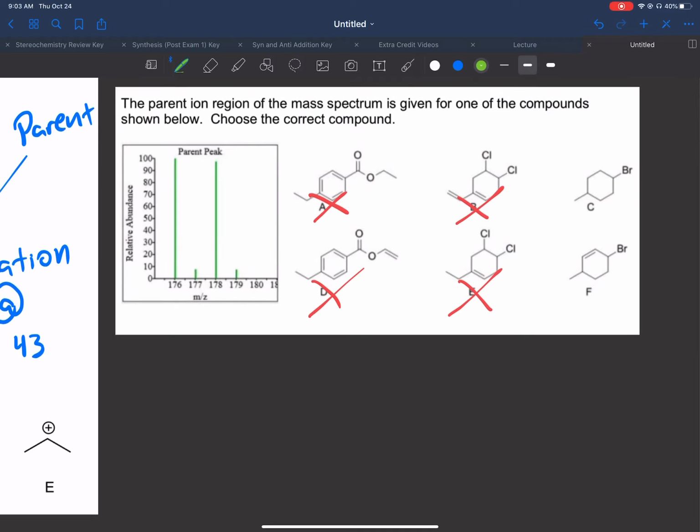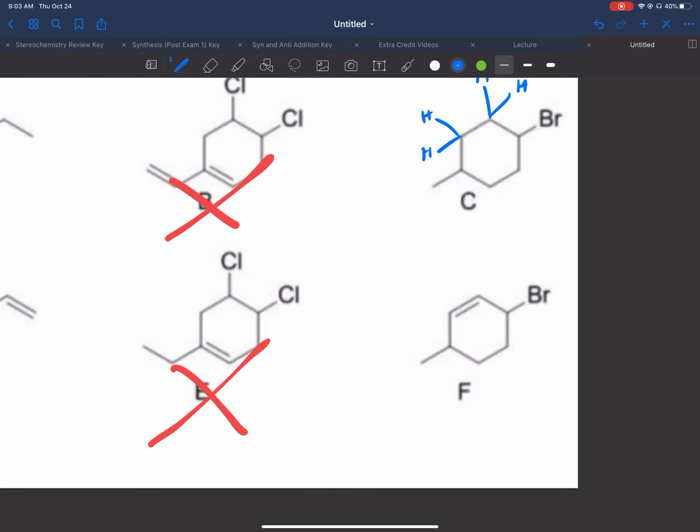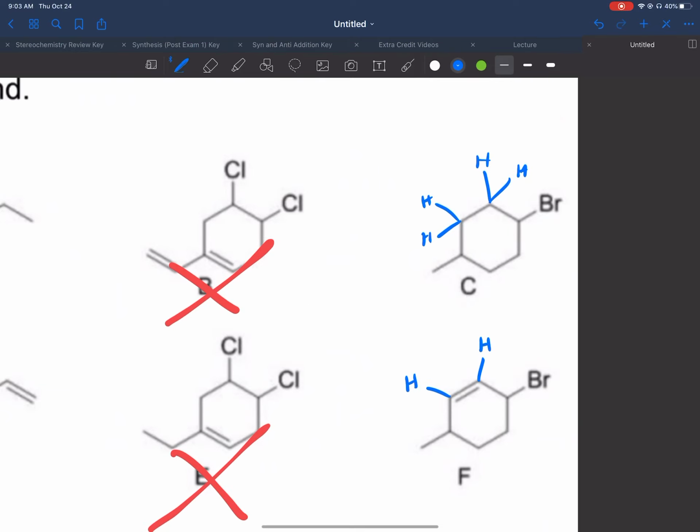All right? So just adding this up. So we're trying to decide between C and F. The difference between C and F is that C has 2 hydrogens here, 2 hydrogens here. F has a double bond there. So it has 1 hydrogen there and 1 hydrogen there. So from C to F, you lost 2 hydrogens. All right? A hydrogen weighs 1 AMU, so we lost a mass of 2.